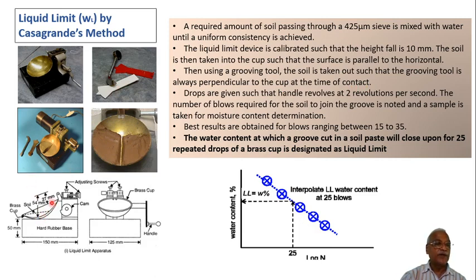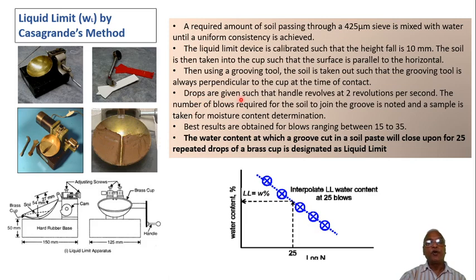When it is over here, it will be like that. When it is here, it will be like that. Always the grooving tool has to be perpendicular to this surface. That's how the groove is made. The groove will have 2 mm at the bottom and around 10 to 12 mm at the top. Such a groove is made.